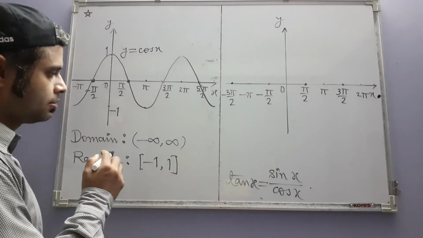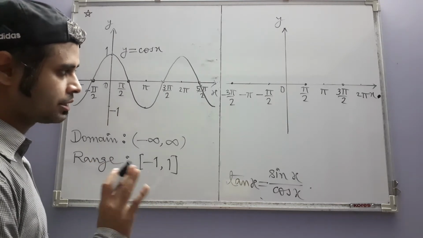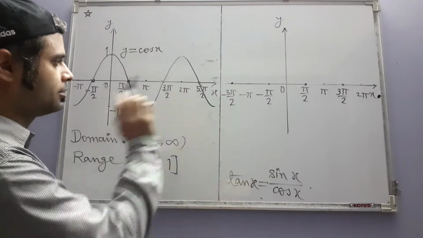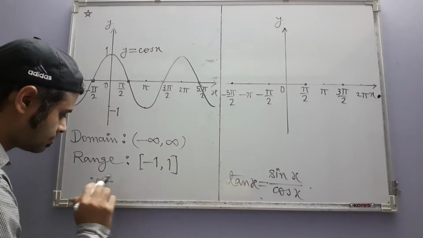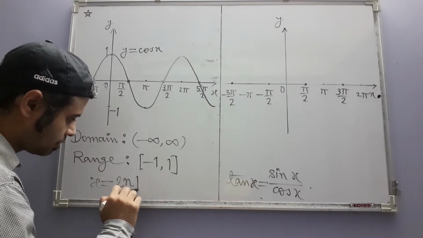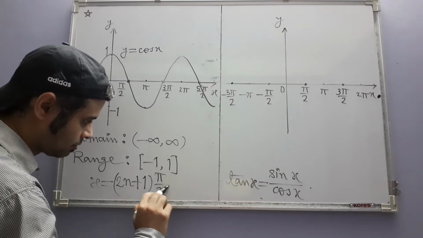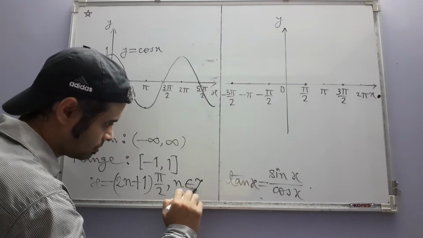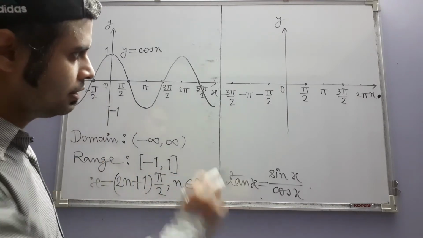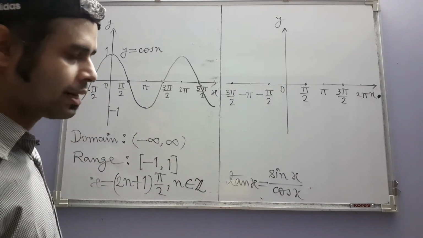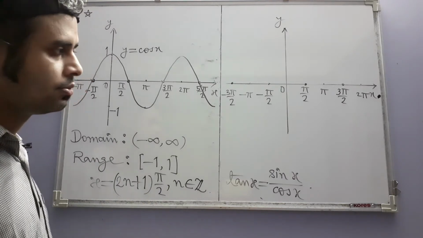That means integer multiples of pi by 2, and that too not just any integer multiples, odd integer multiples of pi by 2. That is, these values of x make cos x 0, where n is any integer, and these values of x we have to avoid here. So at those points the tangent function will have no value.